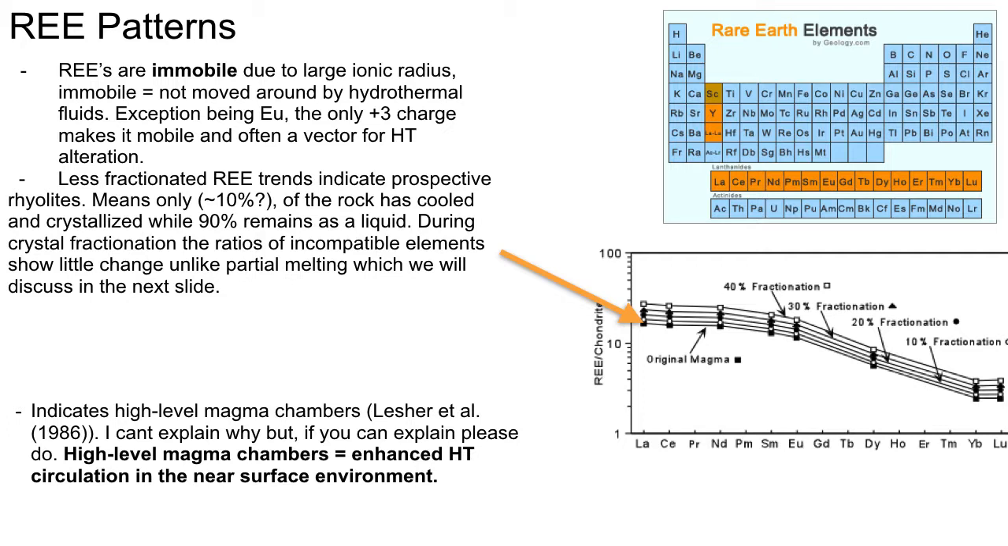And what a less fractionated rare earth element trend indicates is that we have high-level magma chambers which are close to surface. I can't explain why this is, but you can go to the Lesher 1986 paper, and he explains it in quite a bit of detail, but I have to say it's a bit over my head. If you can explain it in the comments, feel free to do so. And these high-level magma chambers enhance hydrothermal circulation in the near-surface environment.